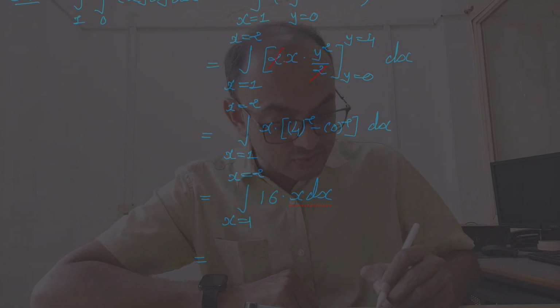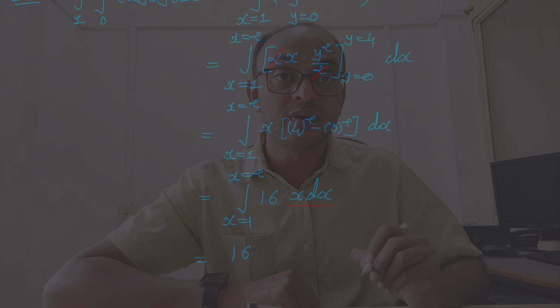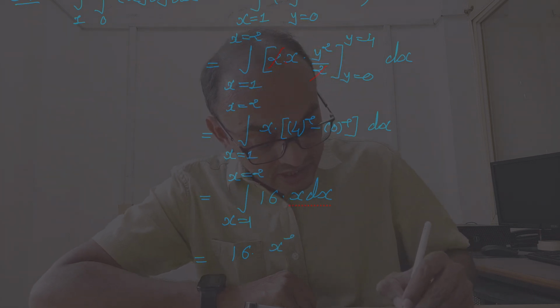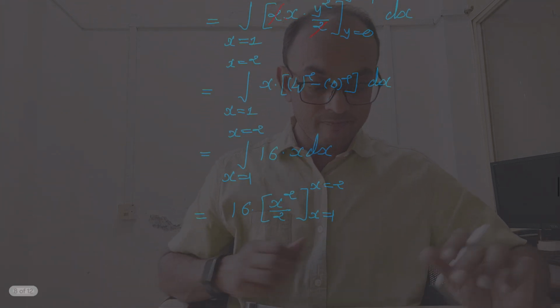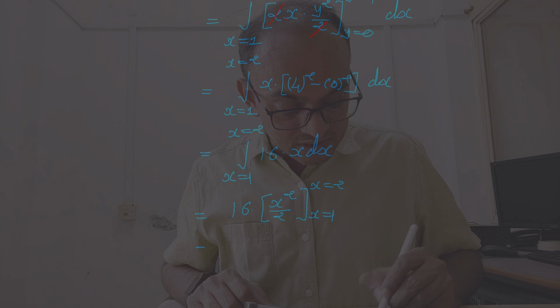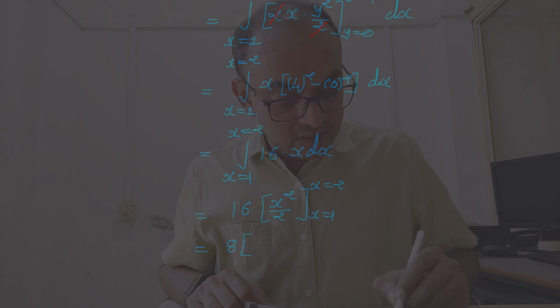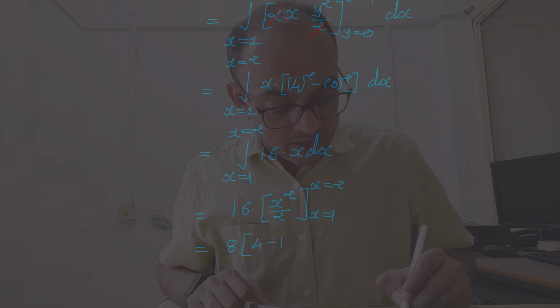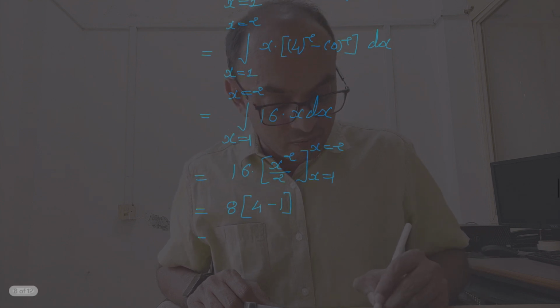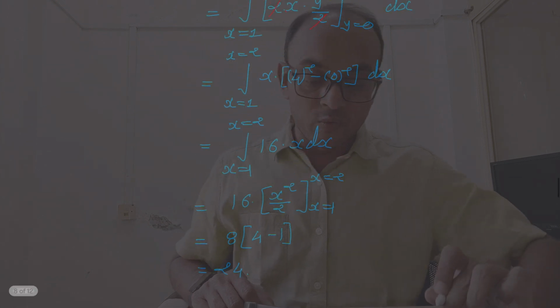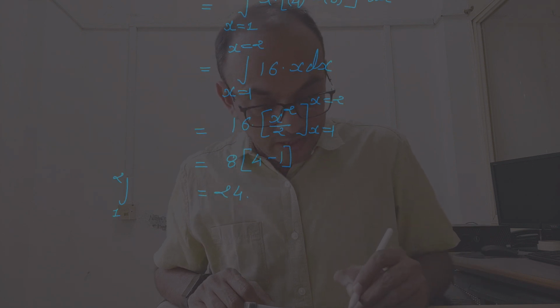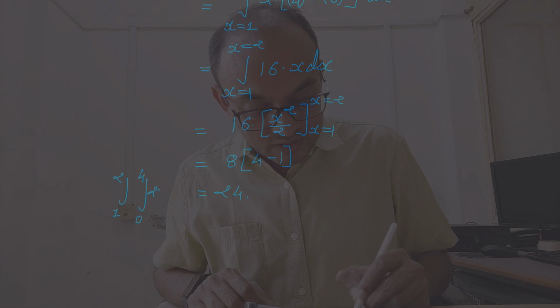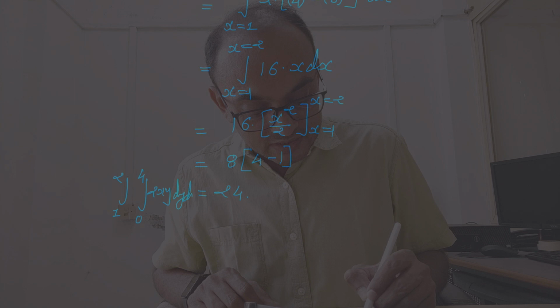Now this is our usual integration. 16 is constant, we will take it outside. The integration of x is x square divided by 2 from x equals 1 to x equals 2. So this is equal to 16 divided by 2, which is 8, times x square, that is 2 square is 4 minus 1 square is 1, and therefore the answer is 24. What is the left hand side? The integration over 1 to 2, integration over 0 to 4, of 2xy dy dx.